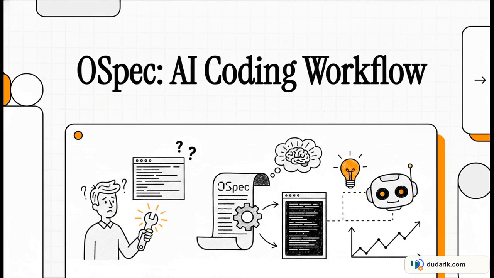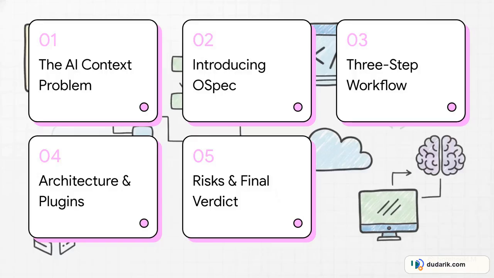Today's explainer is all about a tool called OSpec. It's this brilliant, super lightweight, document-driven workflow that's custom-built for AI coding assistants. And we're going to see how it tackles one of the absolute most frustrating bottlenecks in modern software dev, which is losing your AI's context. Okay, let's dive into this.